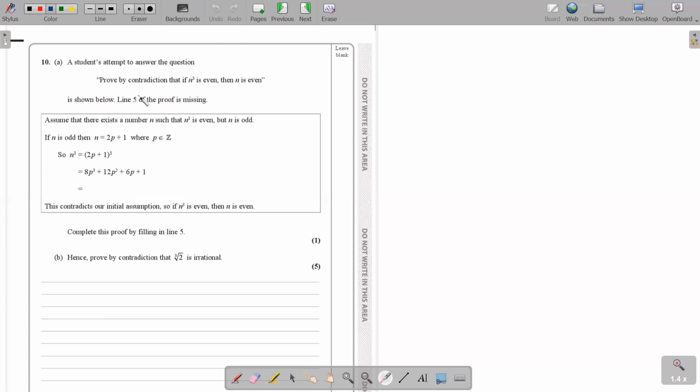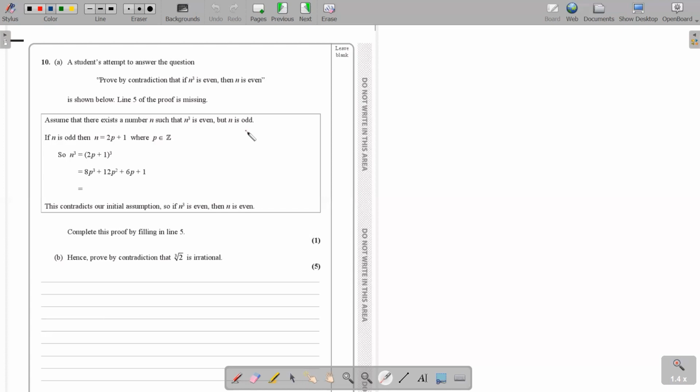The student has written the steps, so you need to just write the last line of the proof. Line 5 of the proof is missing. So look at the first line. Assume that there exists a number n such that n cube is even, but n is odd. Can you see? It's the negative of the statement. Step number 1 is we assume this statement is false. We take the negative of the statement, so we assume that there is a number n such that n cube is even, but n is odd.